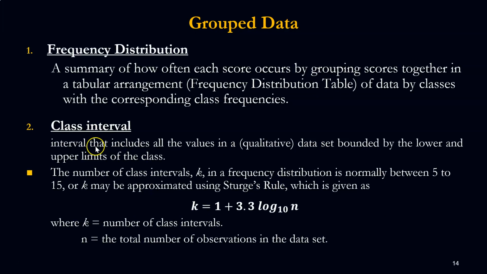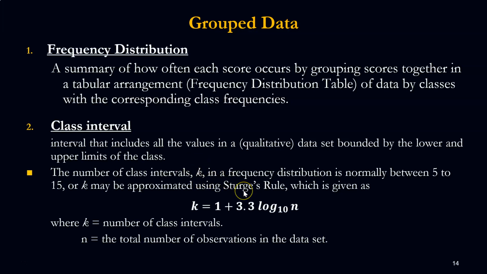Okay, so class interval. Interval means the interval that includes all the values in a quantitative data set bounded by the lower and upper limits of the class. So kalau class interval ni, bila kita buat class interval, maksudnya kamu ada lower limit yang paling bawah, dan juga upper limit. Nanti kita akan tengok apa tu lower limit and upper limit. And the number of class intervals is usually denoted by K. This is a small letter k.